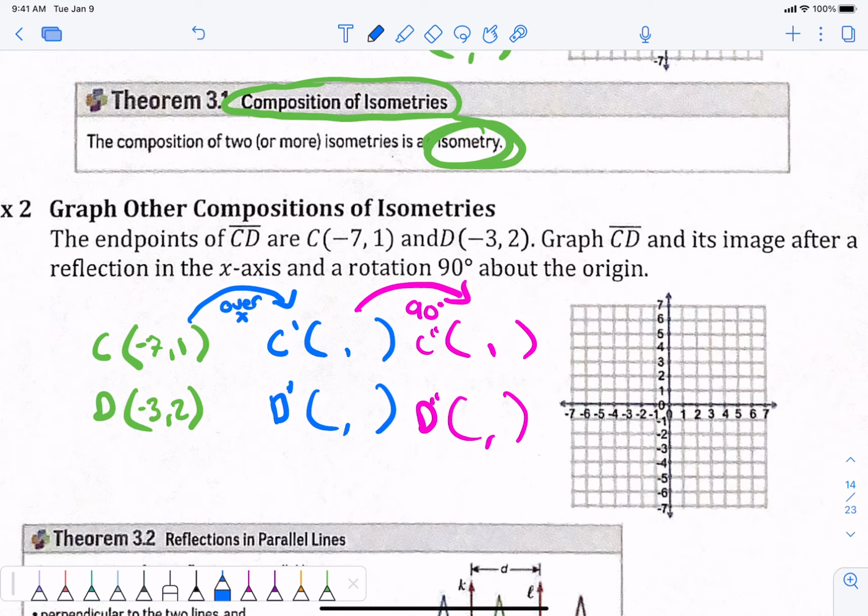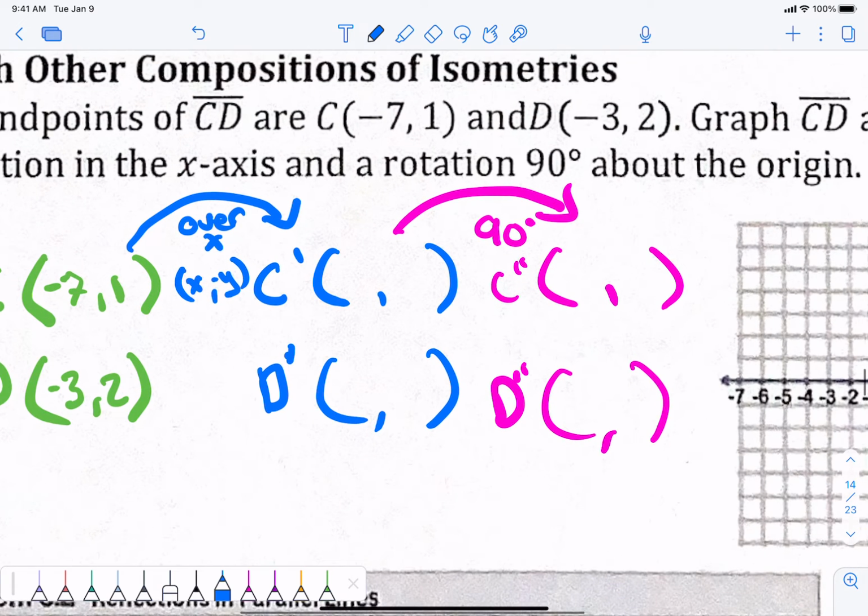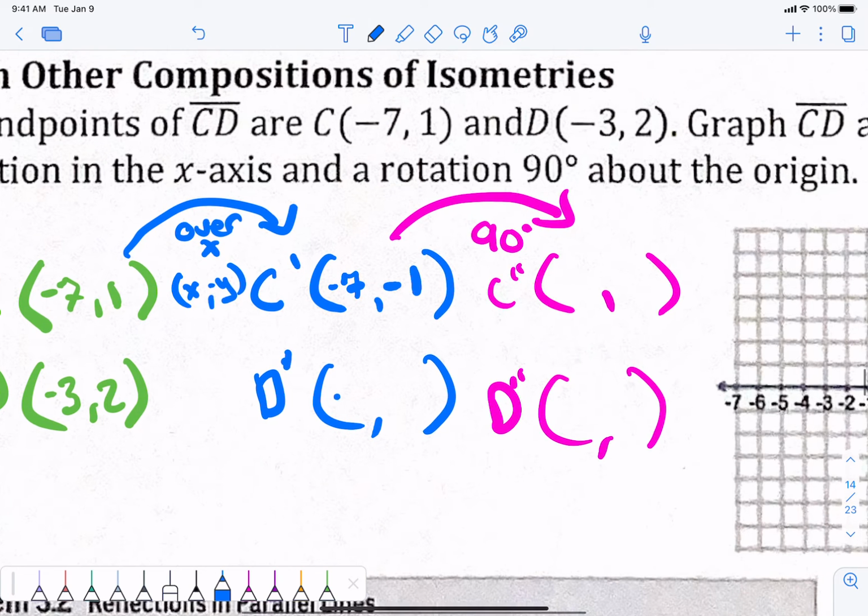Okay, what's the rule for reflecting over the x-axis? (x, -y). You just take the y coordinate and make it negative. So (-7, 1) becomes (-7, -1). Yep. What about (-3, 2)? (-3, -2). Okay. All right.